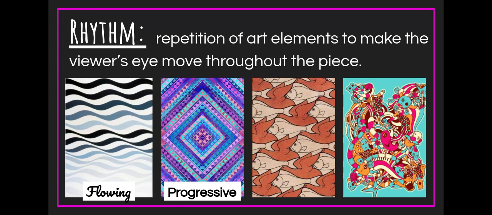If I had a square, and then a slightly smaller square, and then a slightly smaller square, and then a slightly smaller square, that would be progressive rhythm. Something's repeating, but as it repeats, it gets bigger or smaller, and it's leading my eye to a certain spot.